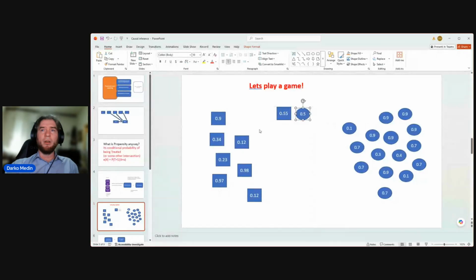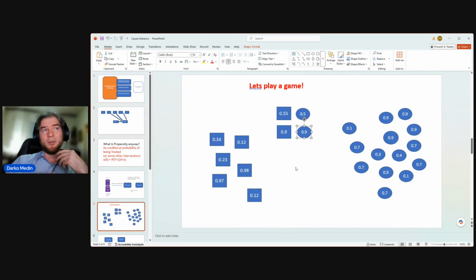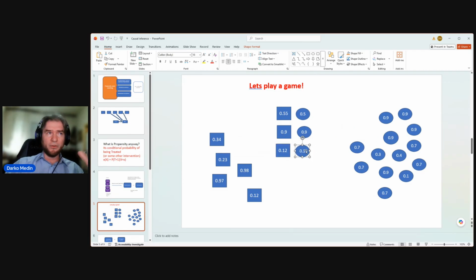I can do the same for 0.9 from the left group. Oh, I have another patient here, which is exactly 0.9. So you see, we are equalizing the propensities for patients and matching them. For each patient, I'm finding a match that has as close as possible propensity to the patient. Sometimes it's not possible to do an ideal match. So for example, in this case, I have 0.12. The best possible I can do is 0.1, which is very close, not identical, but very, very close, which is still okay.